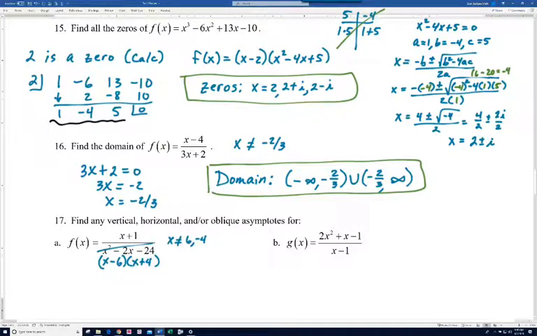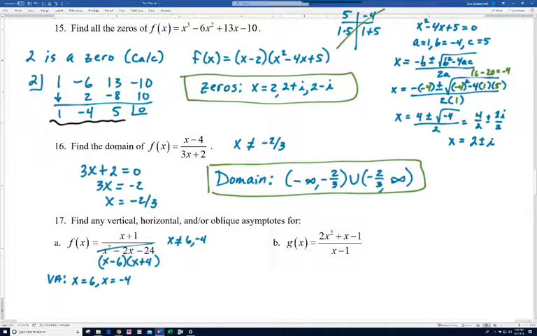Those are our restricted values. Those are the values that if you plug them into the function, it makes the function undefined. So we can plug in any other numbers except those. Now we learned that our vertical asymptotes occur at our restricted values. And so that's just going to be x equals 6 and x equals negative 4. So whatever your restricted values are, those are going to tell you where your vertical asymptotes are going to be on the graph.